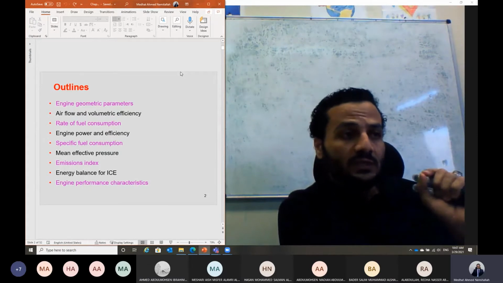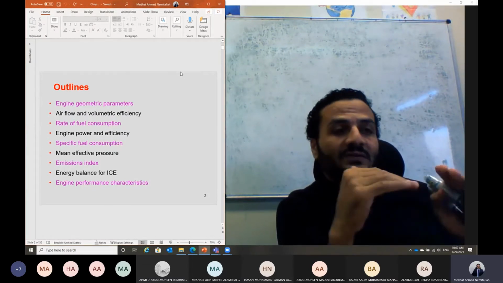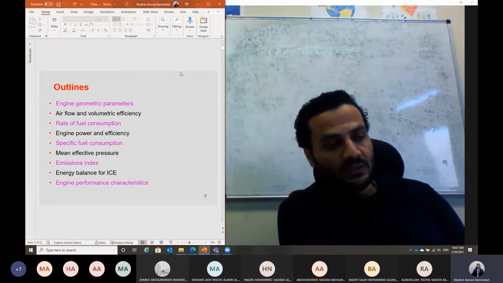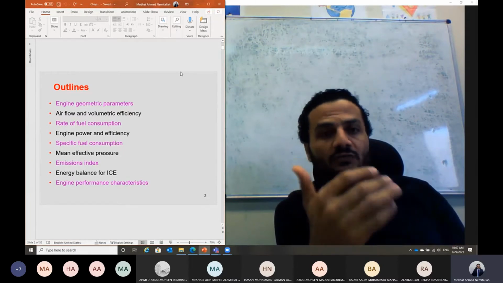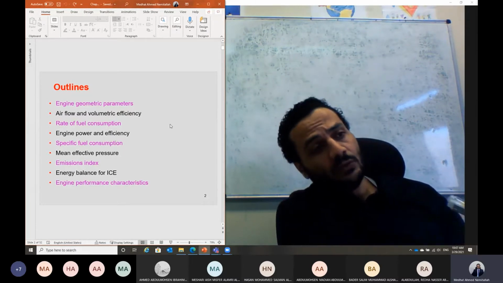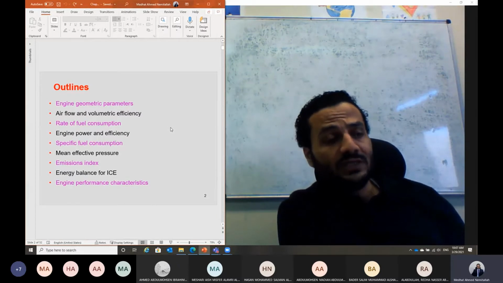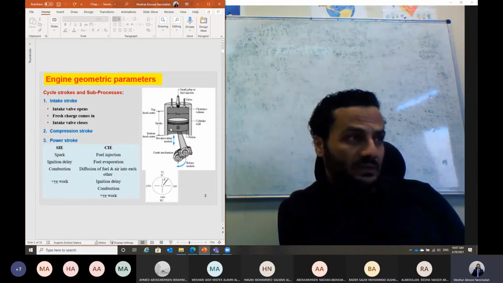What we need from the engine is the minimum fuel consumption and the highest power output. So whenever possible, we have to approach this limit to get the maximum power of the engine at the minimum fuel input.